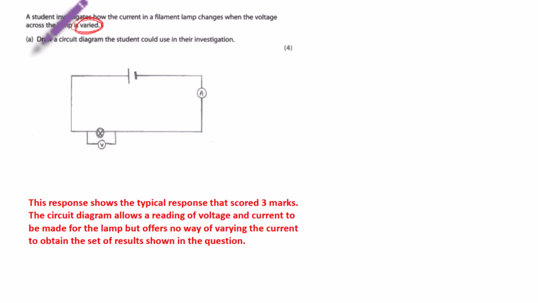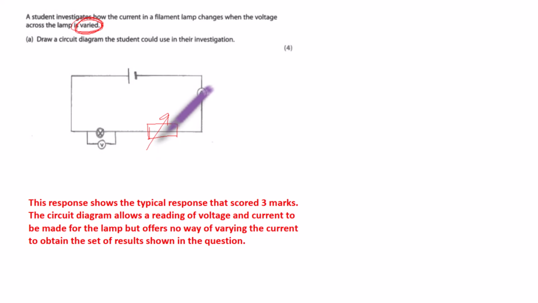So in this question, you have to vary the voltage. And the question asks, draw a circuit diagram the student could use in their investigation. So you see, if you use a circuit diagram like this, you'll only have a constant voltage and a constant current. There is absolutely no way you get to vary this voltage. So to vary this, you have to use a variable resistor.